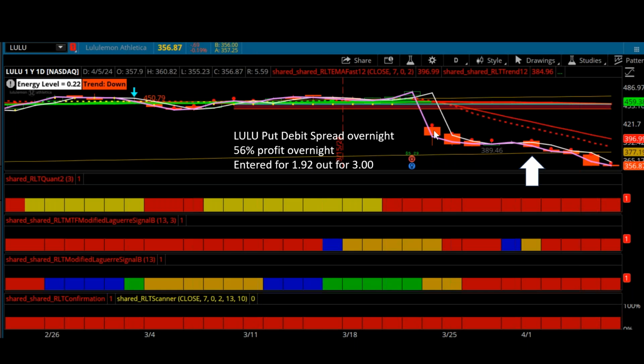Okay, Lulu here, gap down. All right, so these are what we look for. This is a daily chart here. Again, Lulu came in. I took the trade here after earnings, gap down here. Notice everything was red or yellow. Took it short, in for 192, out for $3 overnight.